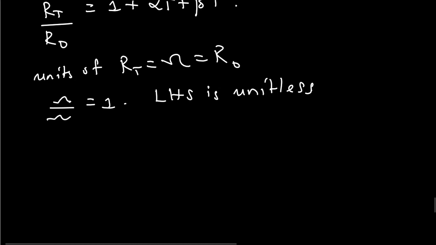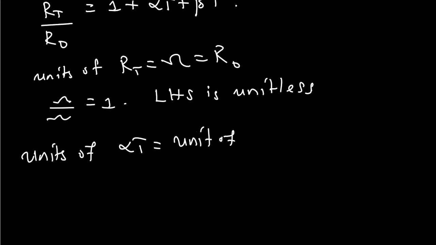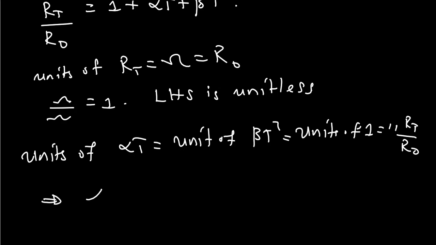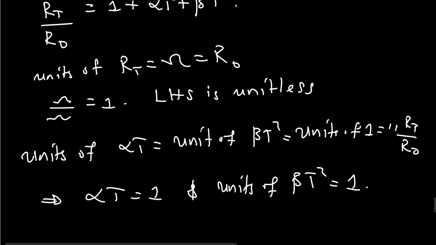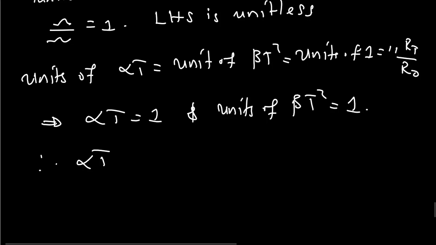And so what then do we conclude? Since it is unitless, we have to note that the units of all the additive terms are the same. So it means the unit of alpha T is equal to the unit of beta T squared, which is equal to the unit of 1, which is the unit of R_T divided by R naught. So what do we conclude? It means that the unit of alpha T is simply 1, and the unit of beta T squared is equal to 1. So they are all dimensionless. We can just say that alpha T and beta T squared are unitless.